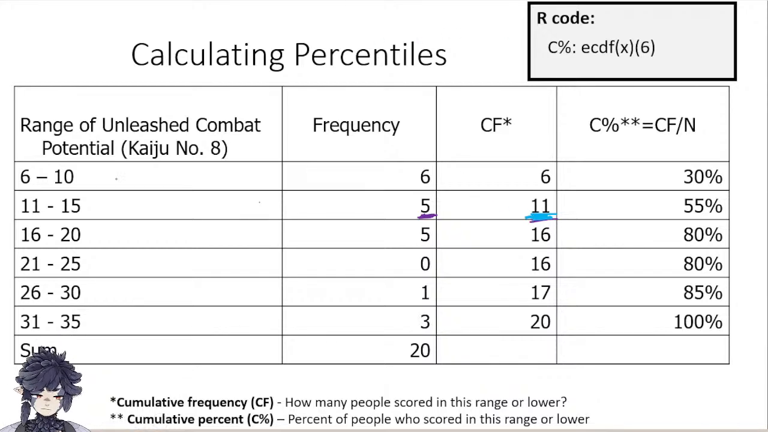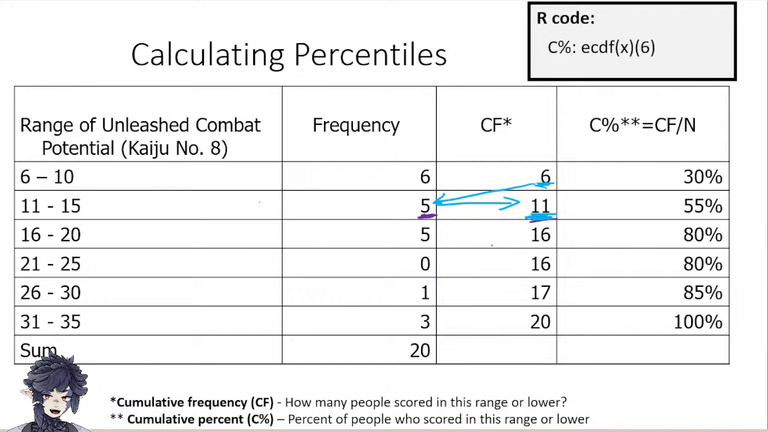It's called cumulative frequency because you take the frequency before it, add the number of people in the new category, and that gives you the cumulative frequency. So we had 6 people below this score, 5 people with this score. So 6 plus 5 is 11. 11 people scored in this range or lower. And then we just keep doing that.